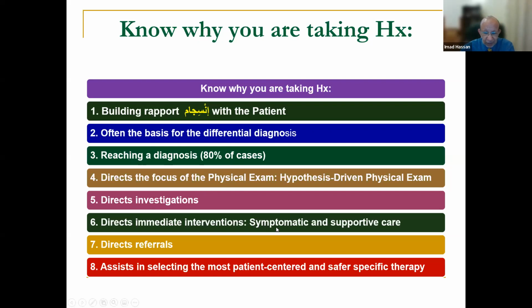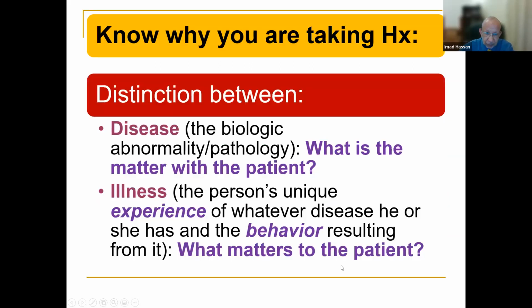You took the history, right? And in the history, the patient says that they have pain. You have decided on one treatment, which is pain relief or analgesics, even before making a diagnosis. And also supportive care. For example, a patient who tells you that he is breathless, then you know that he probably needs some oxygen even before finishing making the diagnosis. It tells you whom to refer to, because as you're taking the history, you find some comorbidities which need other specialties. It also assists you in selecting the most patient-centered and safer specific therapy. I mentioned the issue about the penicillin allergy, drug allergy, so that it's safer. You need to be safe, right?